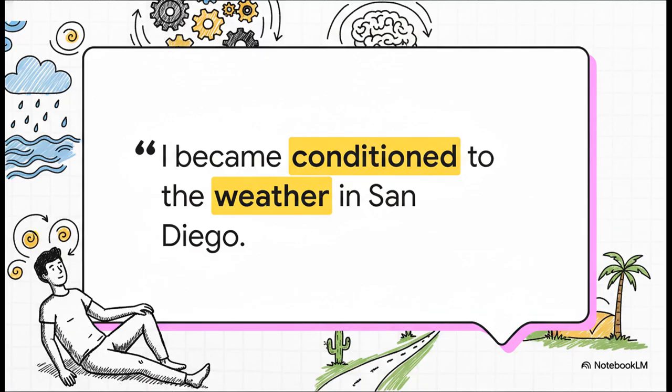This example is just perfect. It's not really just about the weather, is it? It's about a process of personal change. The speaker's body and mind have been trained or conditioned to accept that San Diego climate as the standard. It is the action of adaptation.